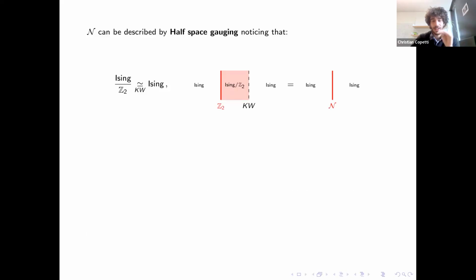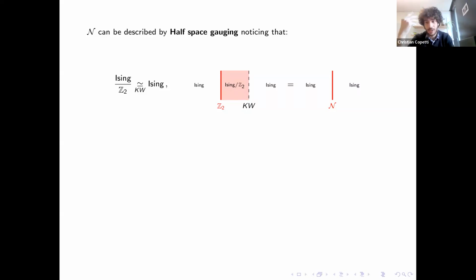So what you can do is you can gauge in half space. So here we gauge the Z2 symmetry in half space. We understand that the theory is the same. So I will put this dashed line to say that I do this trivial operation of doing Kramers-Wannier duality, which doesn't do anything. It's just describing it in a different duality frame. And I go back to the starting point. So this operation is topological. So I can push the dashed line onto this half-space gauging boundary, and I define a topological defect. And it's possible to show that this is exactly the N line, the duality line of the Ising CFT.